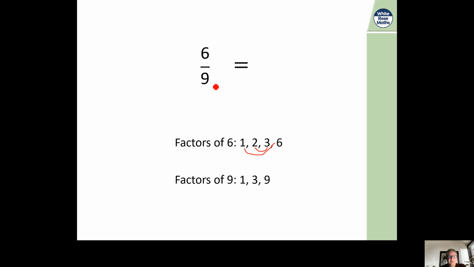What are the factors of 9? Same principle. If you do them as pairs, 1 times 9. 2 times, well, it's an odd number, so that won't work. 3, well, 3 times 3, because 9 is a squared number. 4, no. 5, no. 6, 7, 8, and then we're back to 9. What are we seeing here? What would we call those?